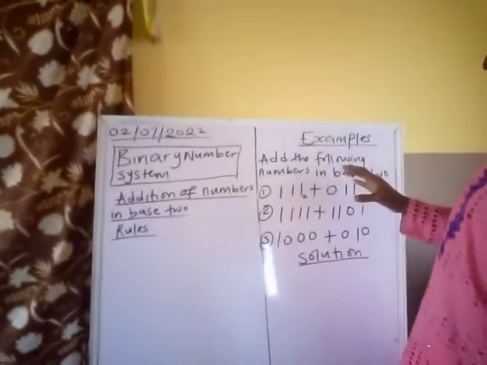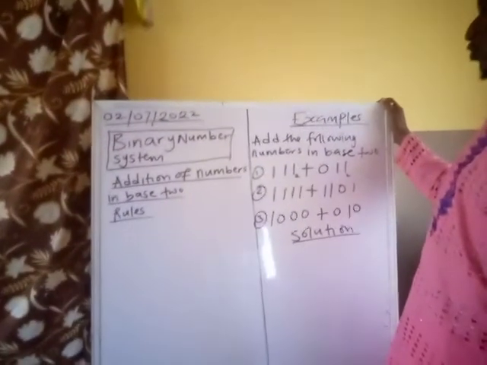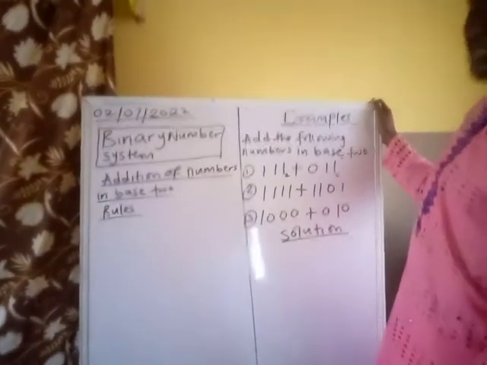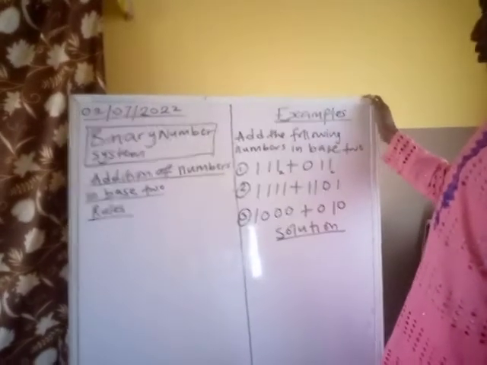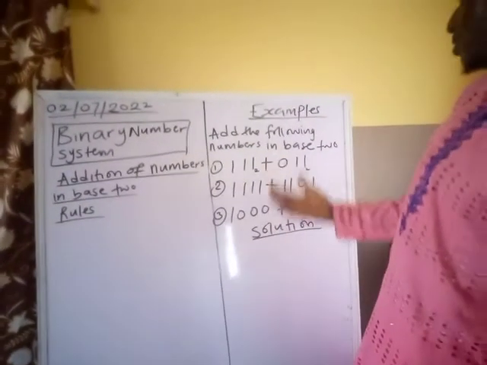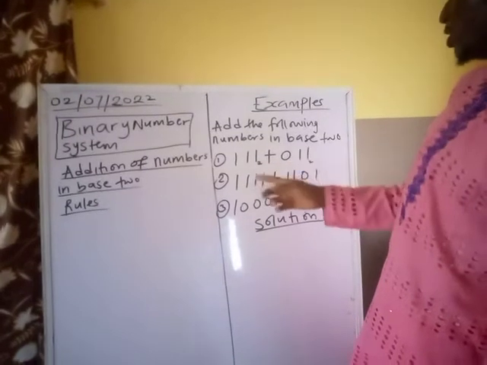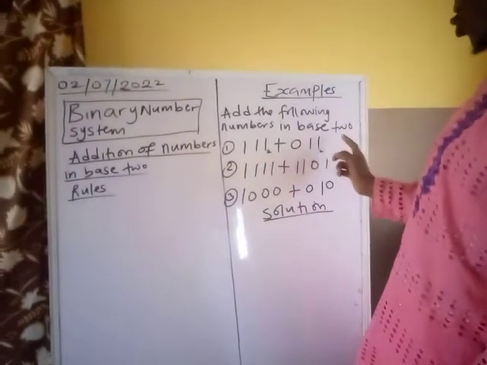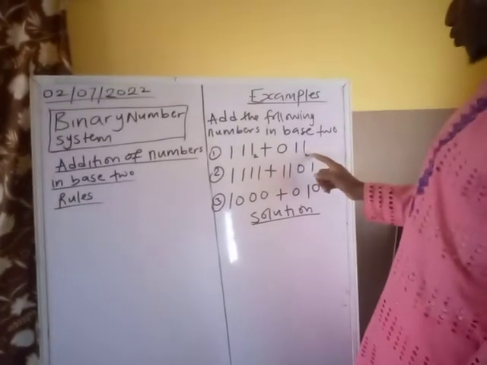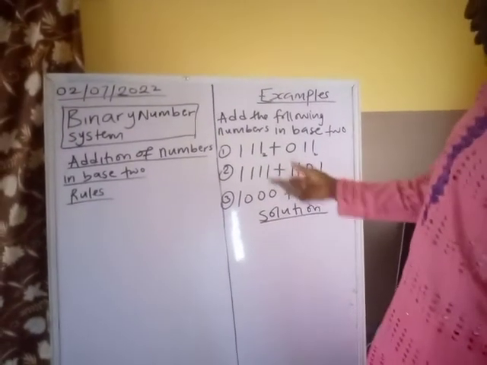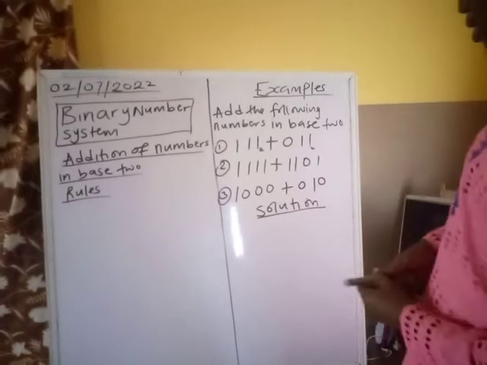Now these are the examples that we want to try under the binary number system in base 2. So now let's quickly solve this example. The question is: add the following numbers in base 2. We have 1 1 in base 2 plus 1 0 1 in base 2. All the other numbers are also in base 2. So now let's start the solution.